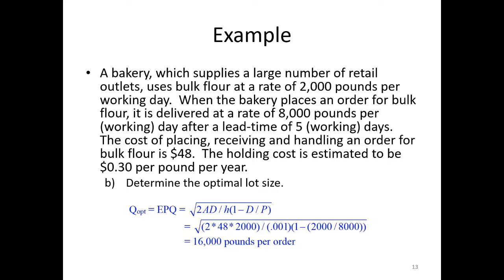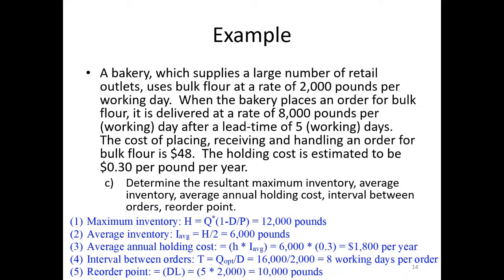The second requirement says determine the optimal lot size. So this is direct application of the EPQ model. The optimal value of Q in this case is square root of 2AD over H times 1 minus D over P. You just substitute the values that we have, and remember, of course, the value of H is the one that we have just calculated per working day, and this will give us 16,000 pounds per order. So every time this bakery places an order, it should order this amount.